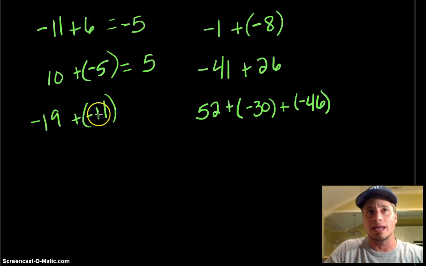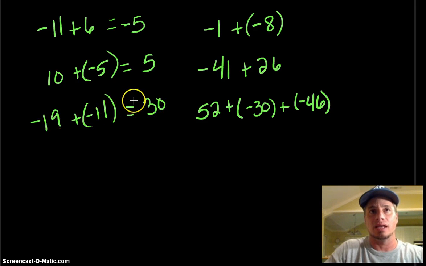Here we've got two negatives. Now we have the same sign, so the rule is same sign sum. So we're going to add. So 19 plus 11 is 30. And they're both negative, so we're adding, so we get a negative answer.